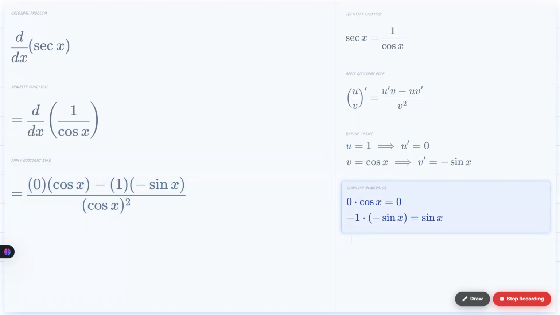We solve the top part of the fraction. We do this to make the expression shorter. 0 times cosine is 0 and negative 1 times negative sine is positive sine.